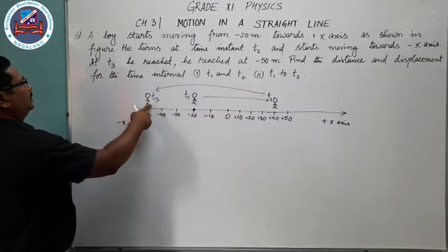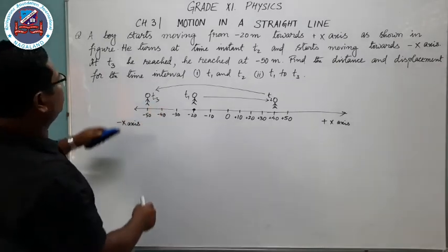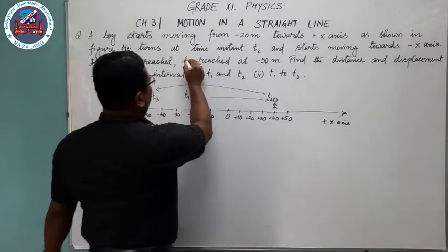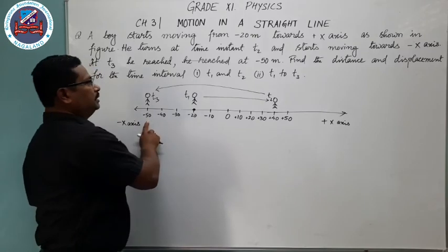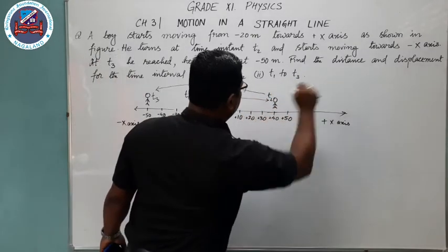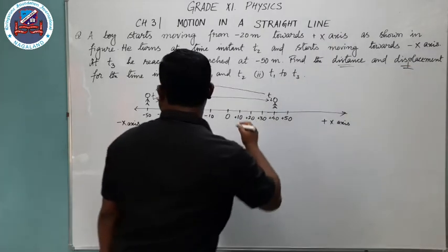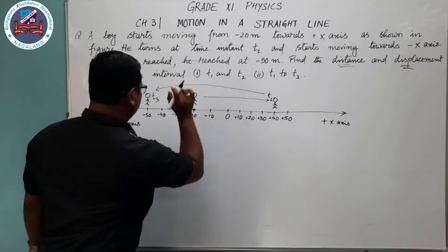At t3 he reached minus 50 meter, here. Find the distance and displacement. You have to find both the distance and displacement for the time interval t1 to t2. First, we'll do this one from t1 to t2.